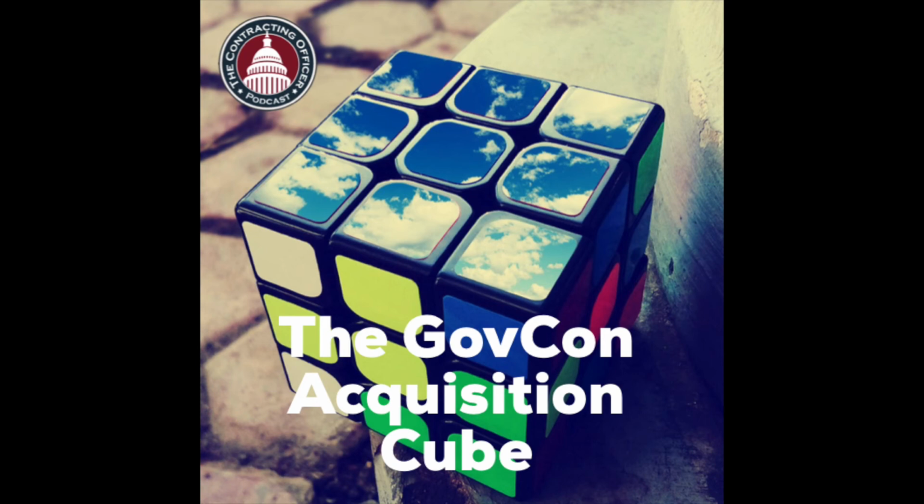Let's pause here for a moment and link this to the acquisition and execution time zones. And if you're not familiar with those, they're in episode number 3 and episode 84. The GovCon acquisition cube resides on the acquisition side, pre-award. And it touches on all of the zones, right? The base is the requirement zone.